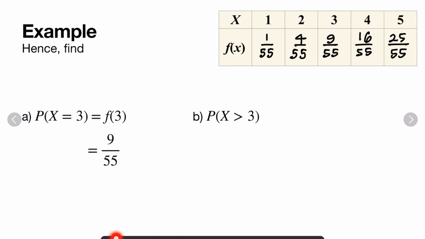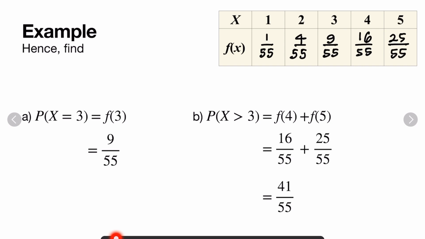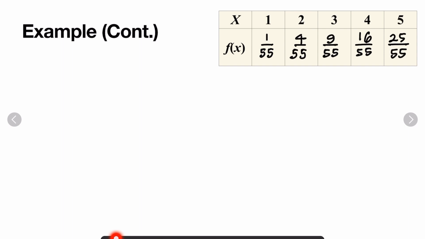What if x is greater than 3? Random variable, discrete random variable, dia tak ambil simbol greater than. No, cannot. Okay, dia mesti equals to. Okay, so kalau kata greater than 3, apa maksud greater than 3? Lebih besar pada 3. So kena ambil 4 dengan 5. Very good. Okay, so we'll take the probability of 4 and 5. Okay, apa probability dia? 16 over 55 dengan 25 over 55. 41 over 55. Alright.